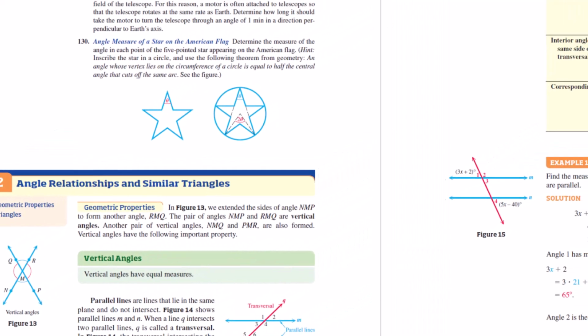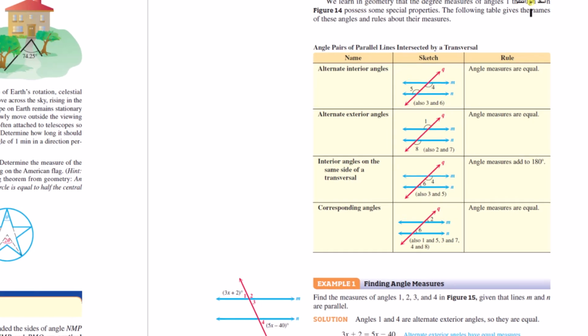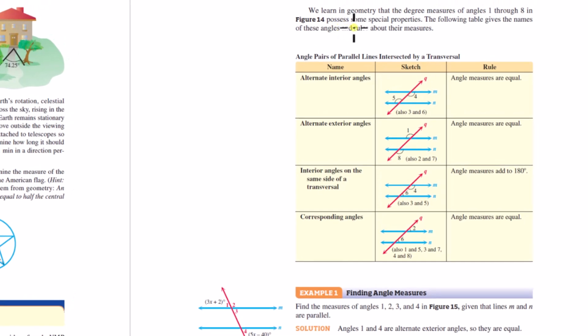We learn in geometry that the degree measures of angles 1 through 8 in figure 14 possess some special properties. The following table gives the names of these angles and rules about their measures. So yeah, you should be familiar with this. Alternate interior angles are going to be equal. Alternate exterior angles are going to be equal.